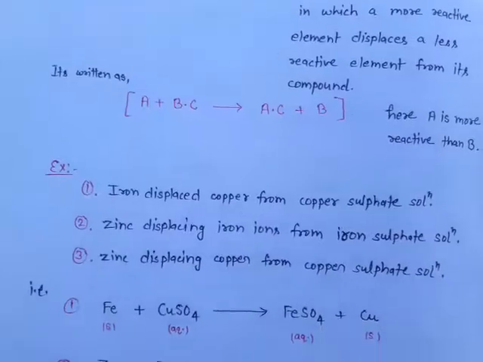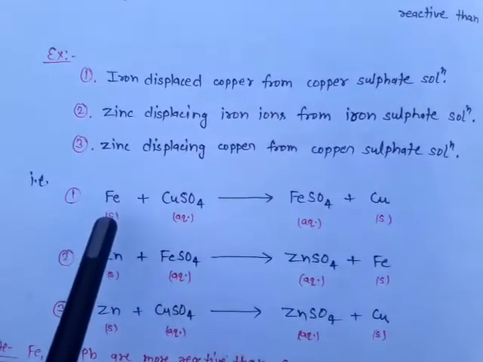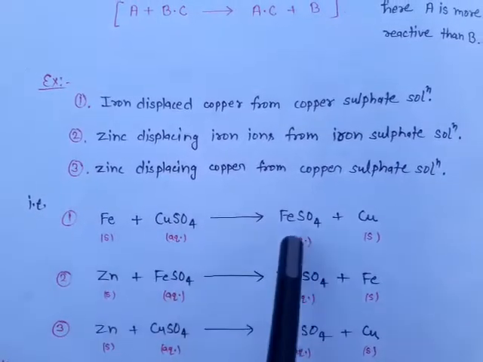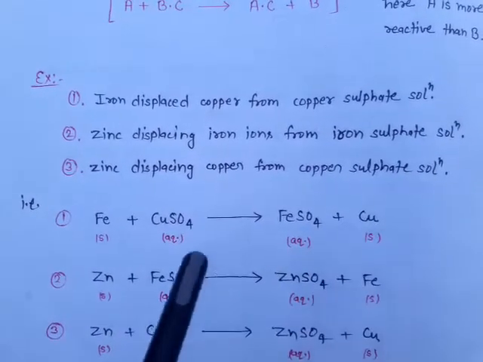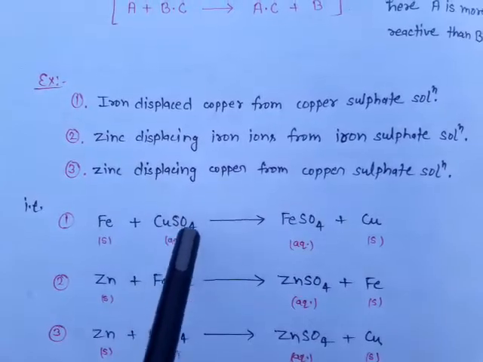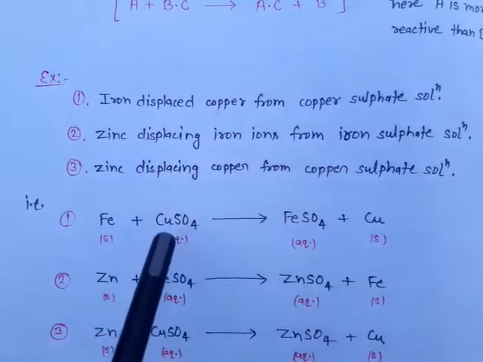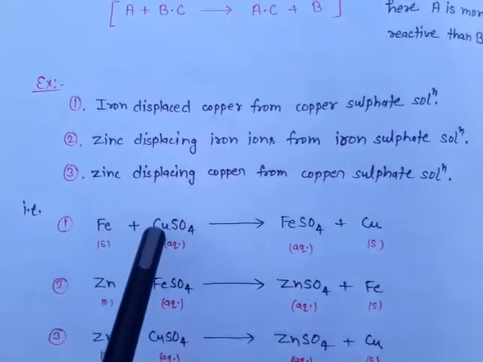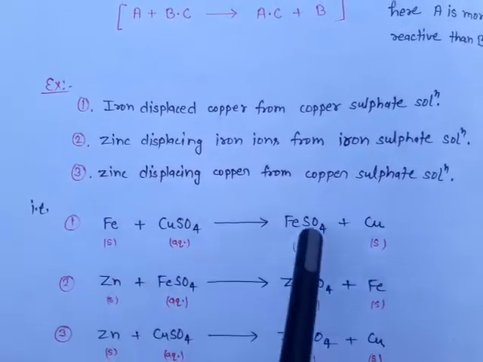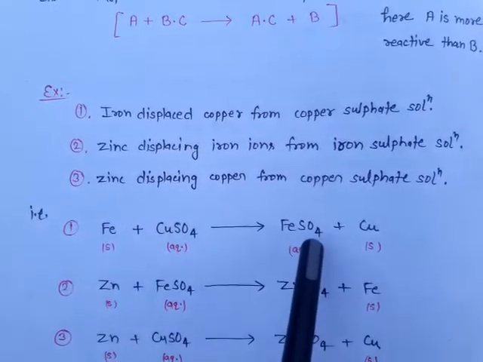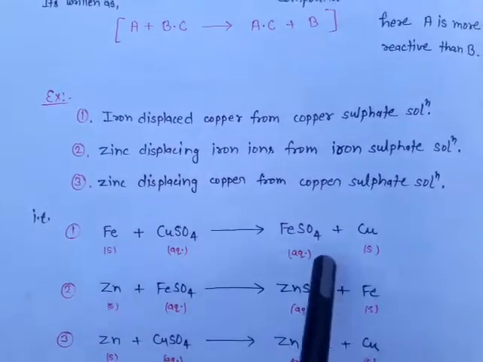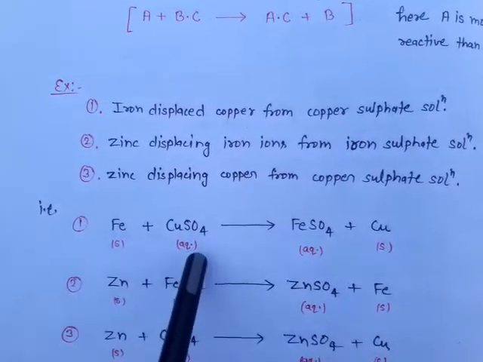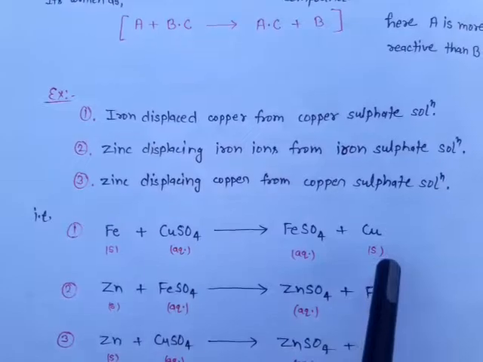Now let us also see the chemical equations. The first one is iron plus copper sulfate, which is the reactant, and the products are iron sulfate and copper. Here copper sulfate changes into iron sulfate. It means copper is displaced by iron, so iron is more reactive than copper. That is why it displaces copper and forms a new product, iron sulfate. The brackets, as you are familiar from the previous lecture, show the state: this is aqueous and this is solid.